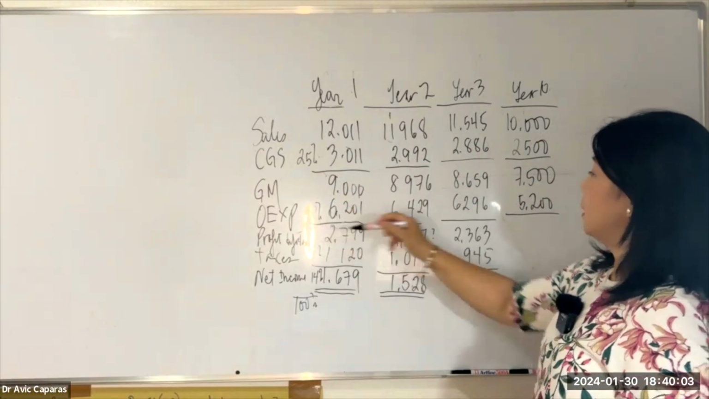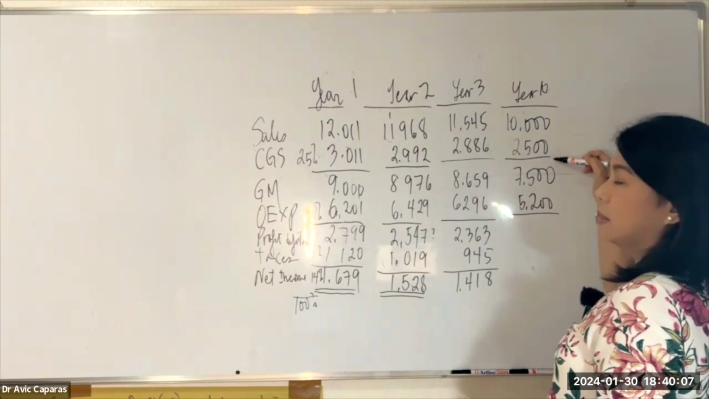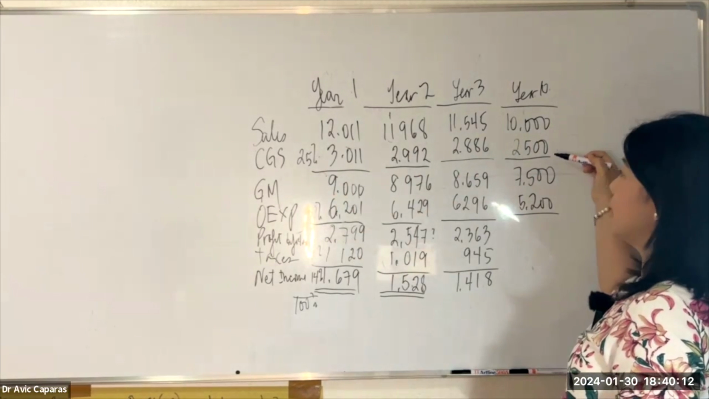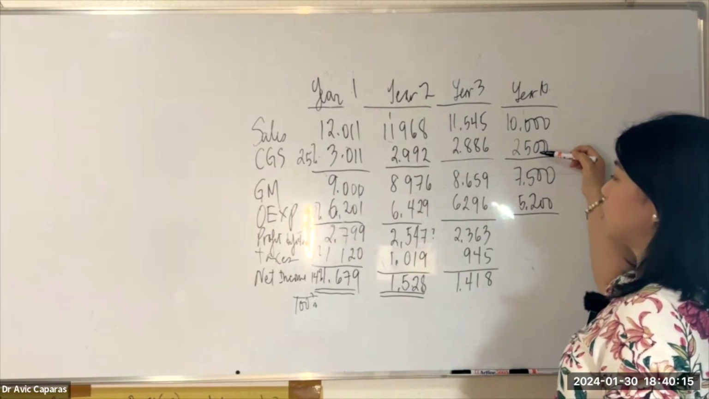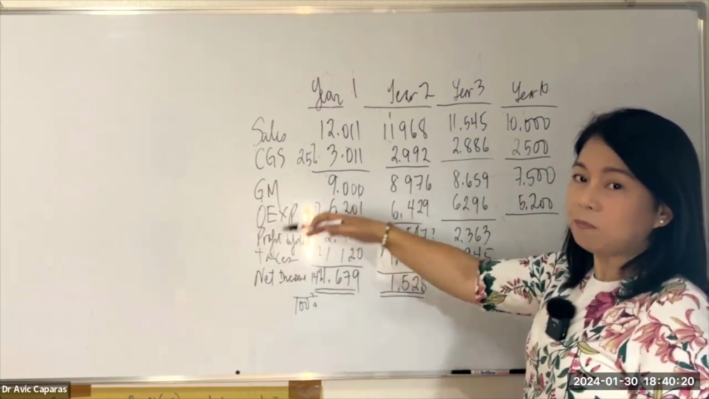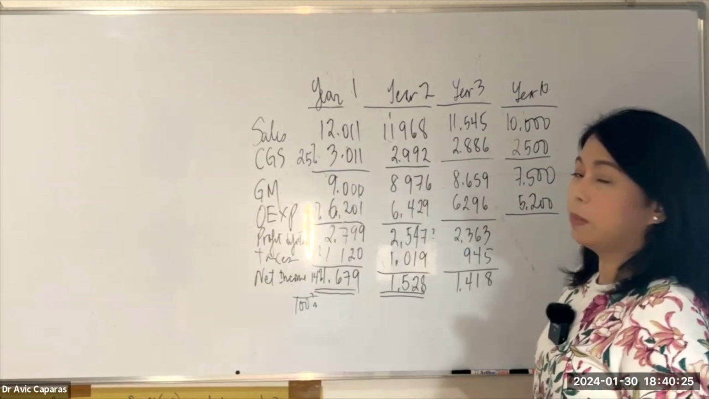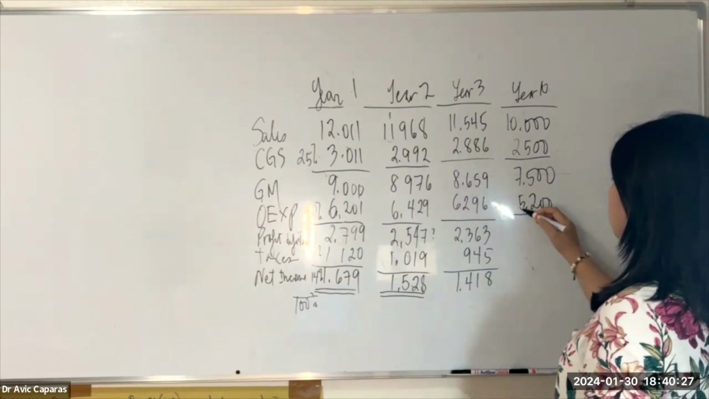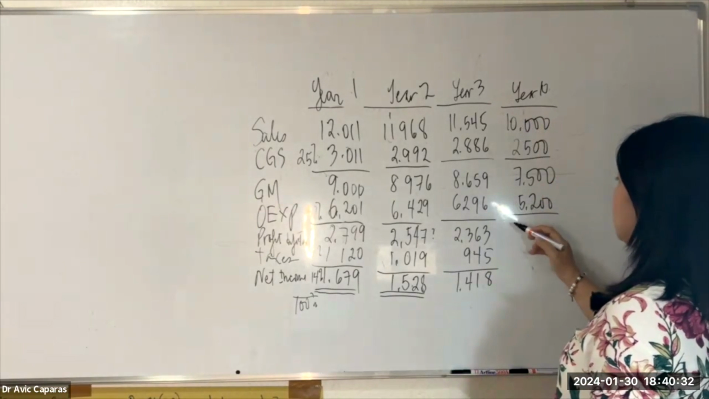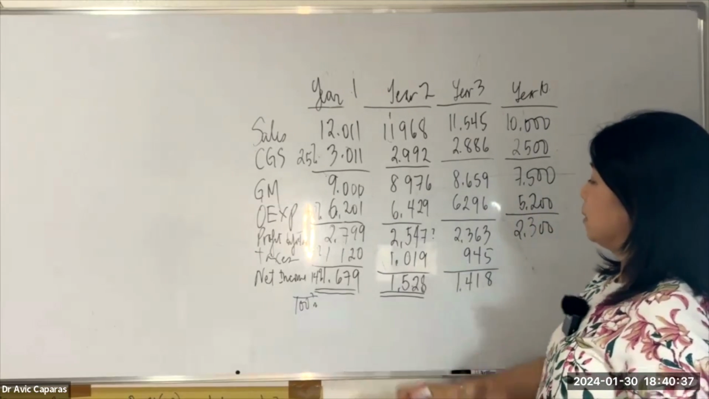Gross margin is always net of cost of goods sold, sales minus cost of goods sold. Operating expenses, we found out, is 52%. For every peso, 52 cents. For every dollar, 52 cents go to operating expenses. So we will assume 5,200. 52% of 10,000 is 5,200. So here should be 2,300.